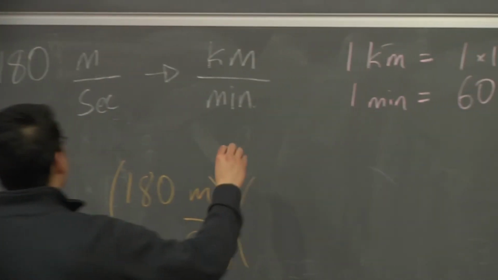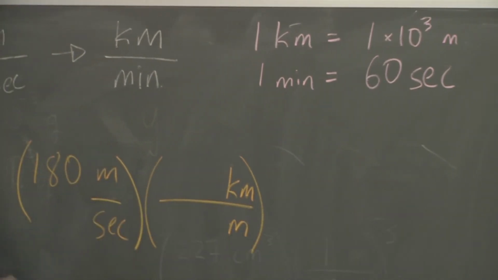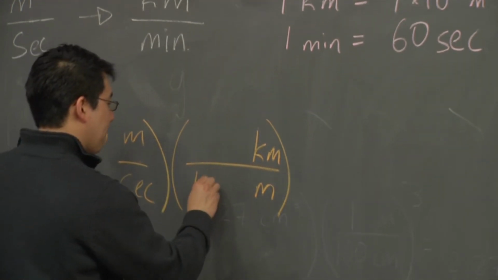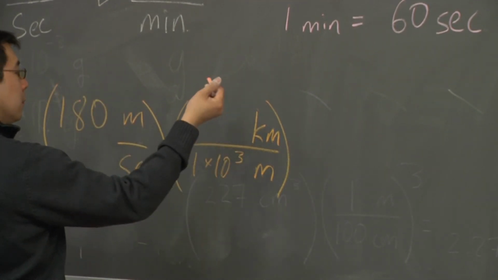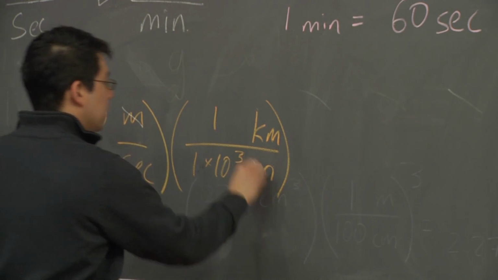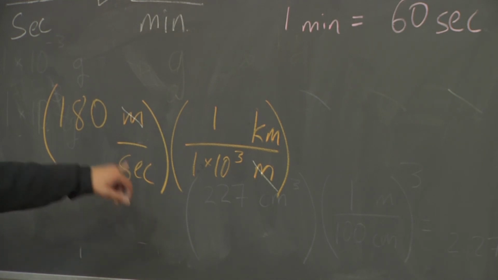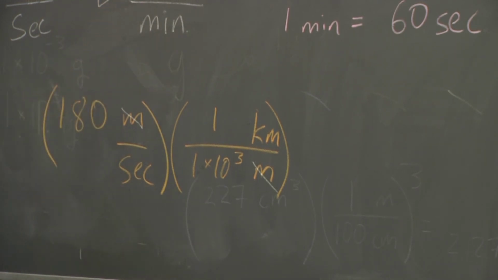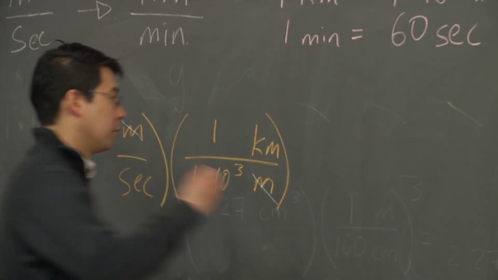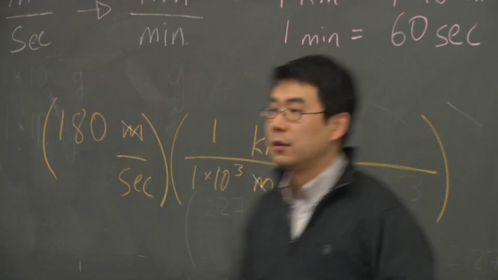Let's do meters to kilometers, and 1 times 10 to the third. When I do my canceling, what do I get? If I stopped here, I would get kilometers per second. I don't want kilometers per second, I want kilometers per minute. So now I need to get rid of my seconds. Where do I want to put the seconds?